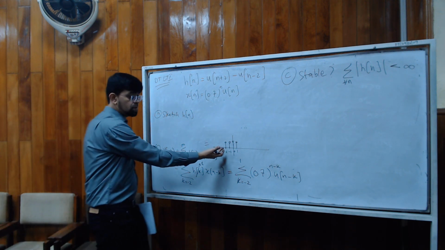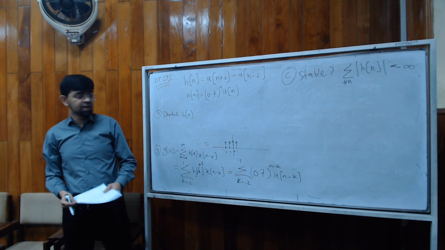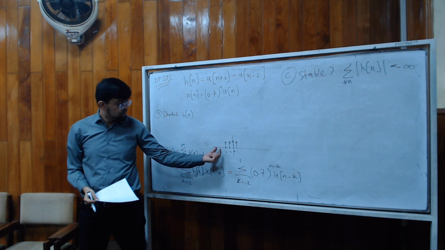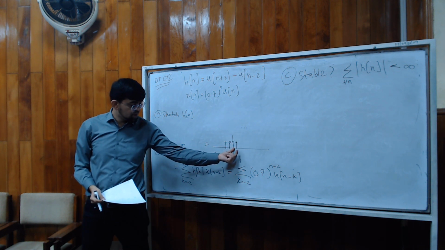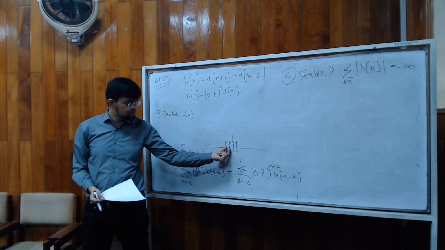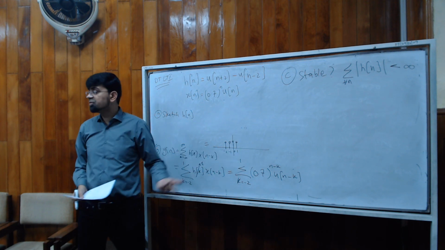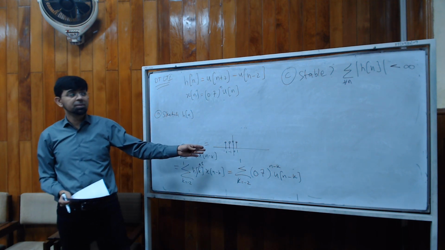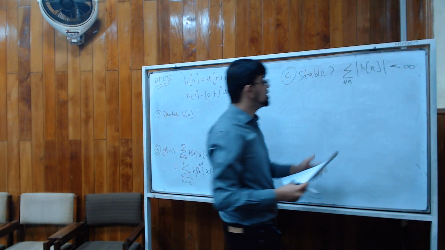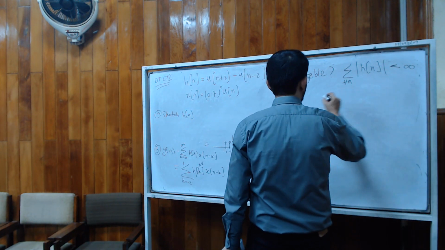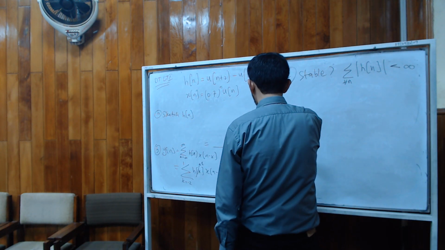So quick guesses, you can already start guessing. This is your h[n]. What do you expect its absolute sum to be? This is a 1 here, 1 here, 1 here, 1 here. The absolute sum will be 1 plus 1 plus 1 plus 1. That's a 4. It's very easy to see. So that sum is actually finite.